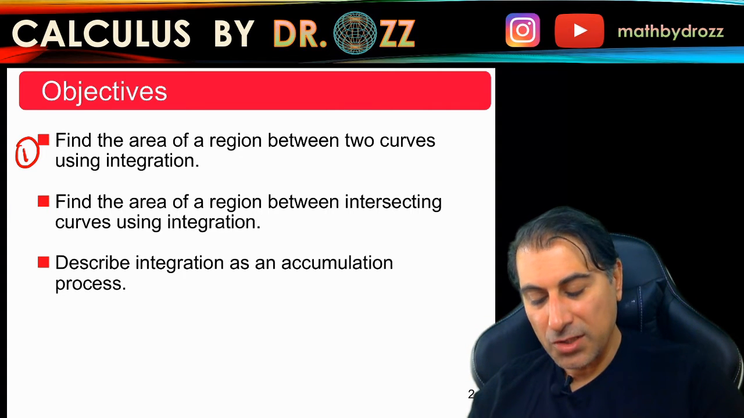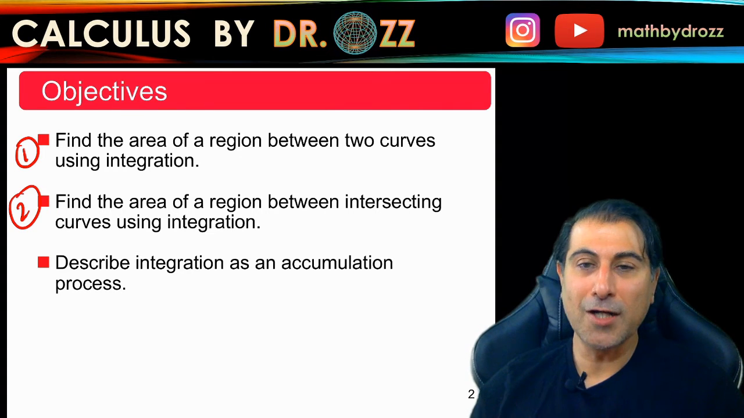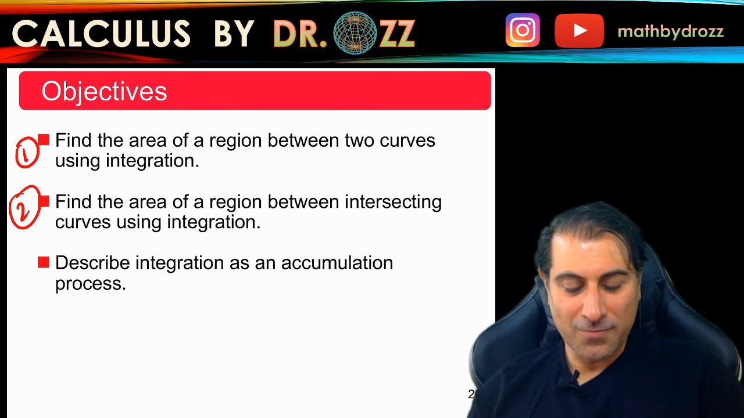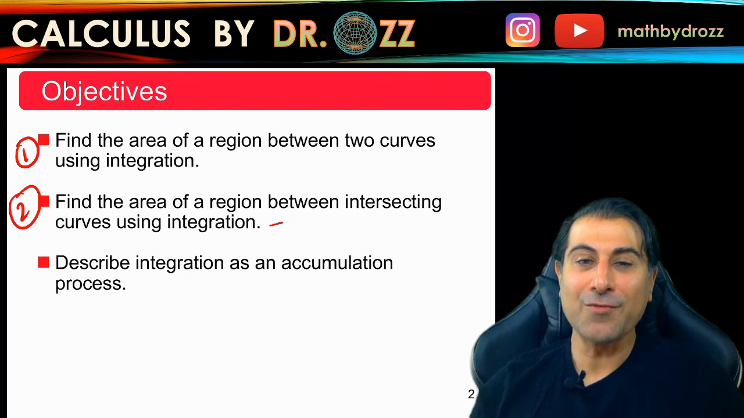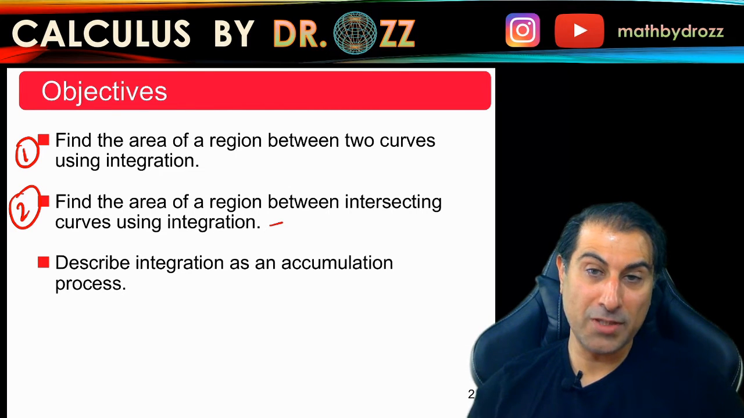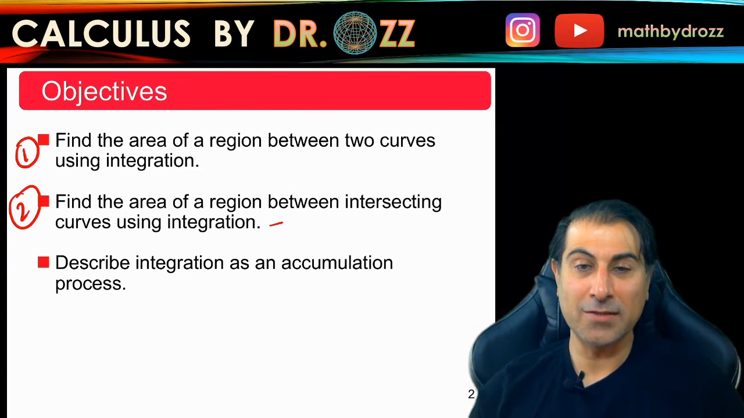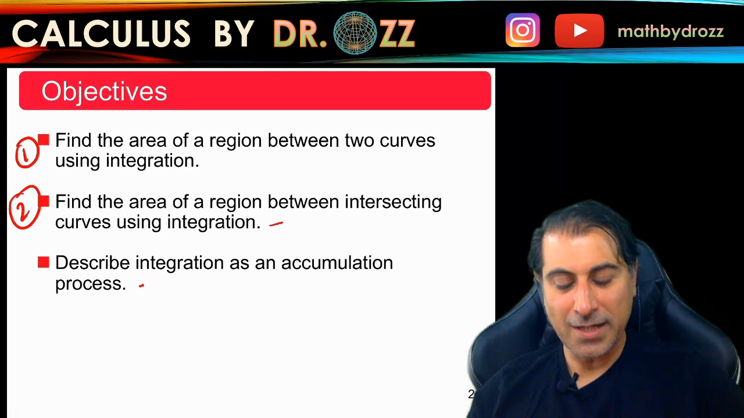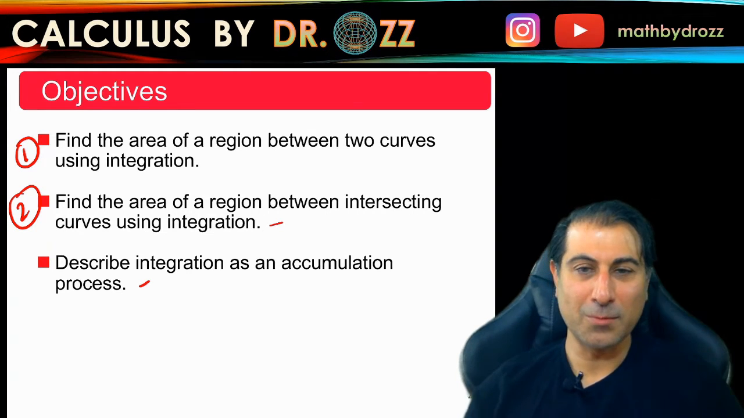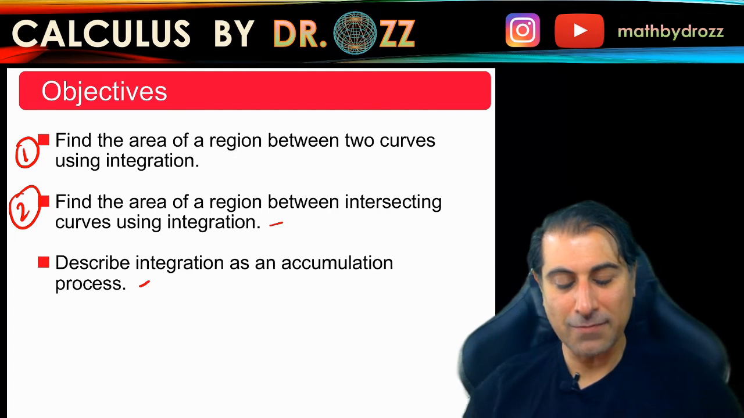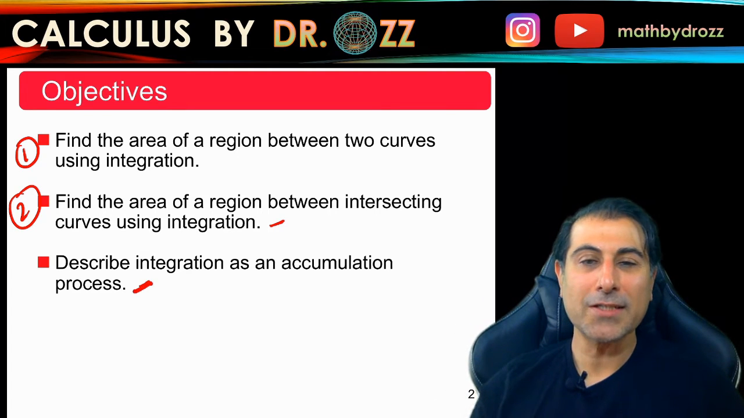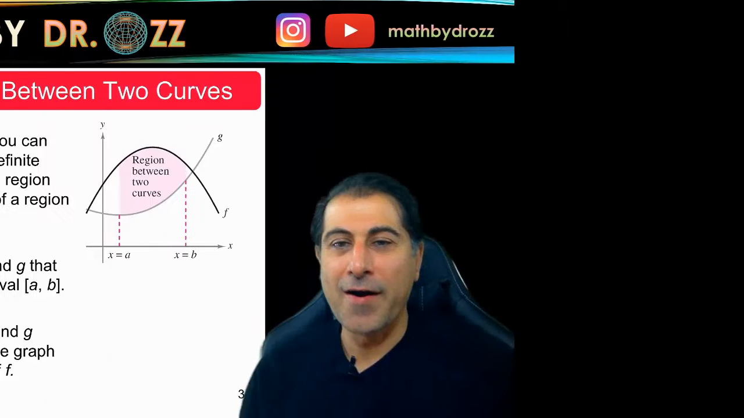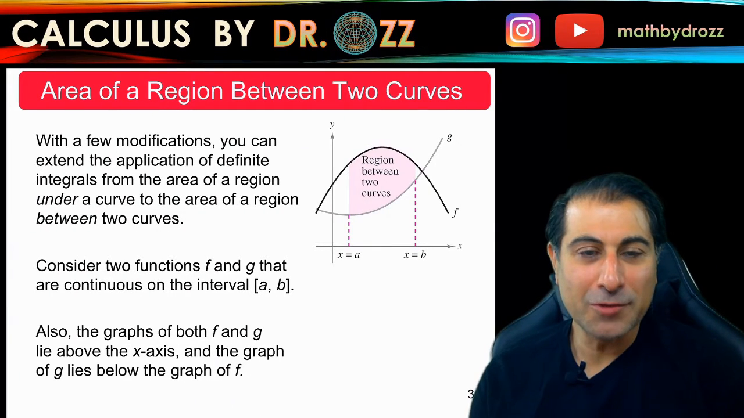And in the second video, I'm going to cover two learning objectives. The first one is finding the area of a region between two intersecting curves using the definite integration idea. And in the last one, we're going to define the integration as an accumulation process. And then I'm going to explain these two learning objectives on two different examples. Let's get started.